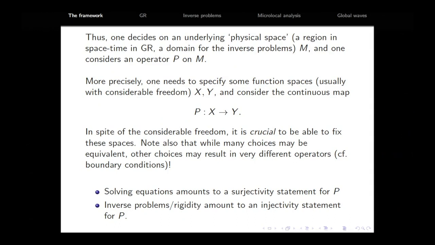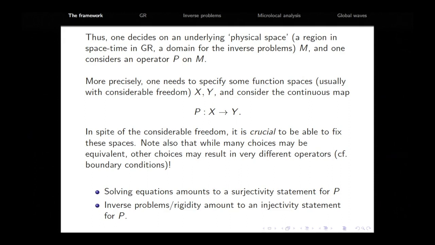Let me just make some very general statements in the beginning, which is probably going to be boring, but it sets things up. Once you decide this physical space, and again, I will explain what sort of things go into this, you have typically some sort of an underlying domain or manifold, called M, and you have some operator on M. More precisely, once you start to think about an operator on its own, you really should be thinking about it as an operator acting between function spaces.